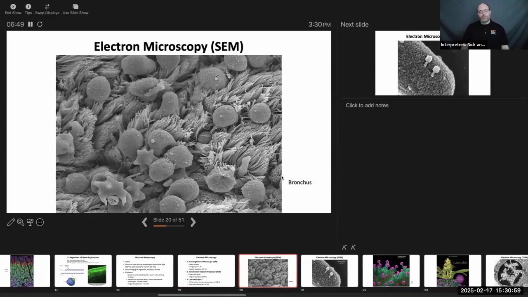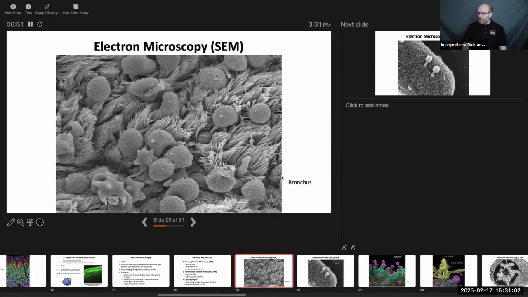So here's a scanning electron microscopy image. And as I mentioned before, these don't get super high resolution. They're about the same as a light microscope, but they allow you to create these three-dimensional surface images. You can actually image the 3D surface of a tissue or an organ or an individual cell. So here we're looking at the inside of a bronchus, and you can see lots of villi or cilia. These would be the little cilia that would sweep mucus up out of the bronchus.